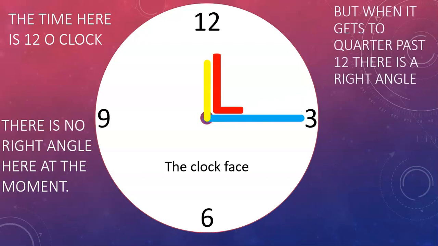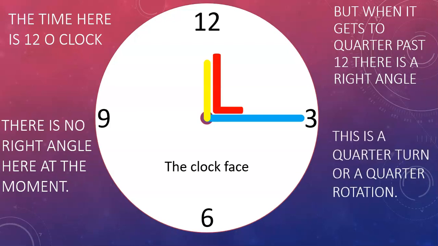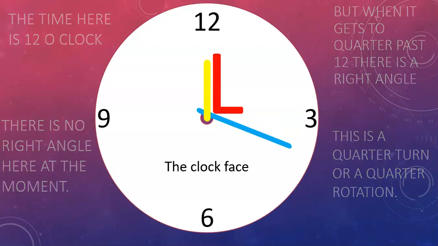But when it gets to 12:15, there is a right angle, because the minute hand and the hour hand are joining and making an L shape. This is a quarter turn, or a quarter of a rotation. So when the minute hand goes from 12 to 12:15, it is a quarter of a rotation.